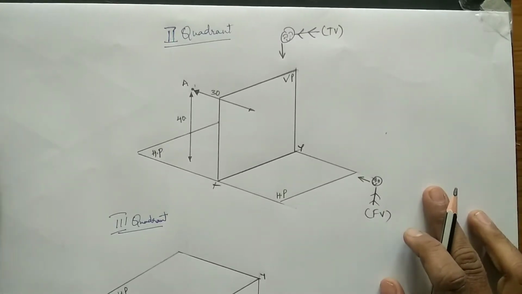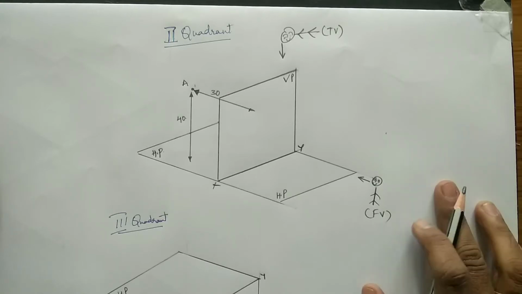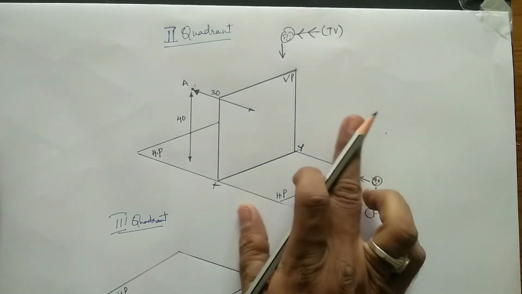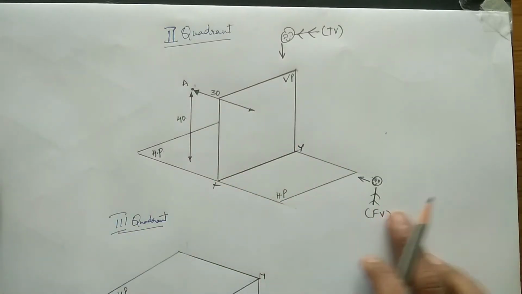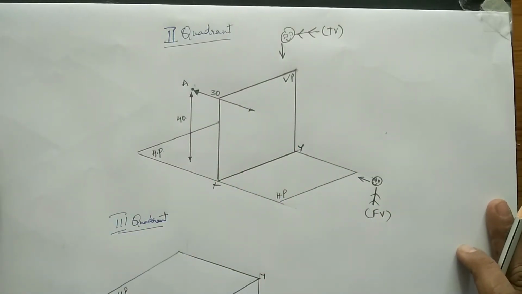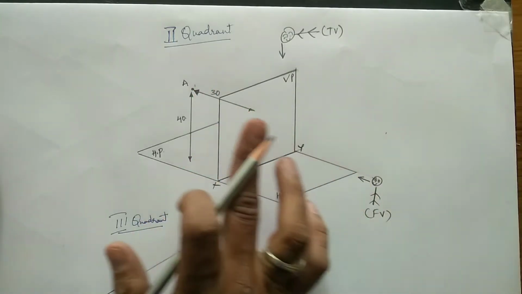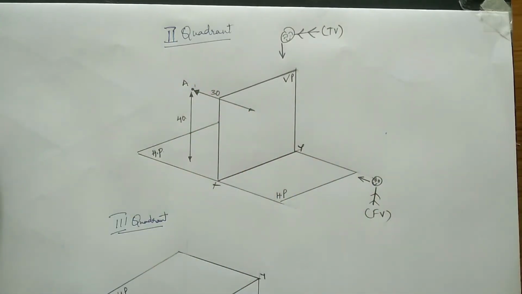Okay, now I am going to explain to you about the second quadrant. Right now over here I have drawn both the first quadrant and the second quadrant. With respect to the second quadrant, we see that the position of the point is behind the vertical plane and it is above HP.